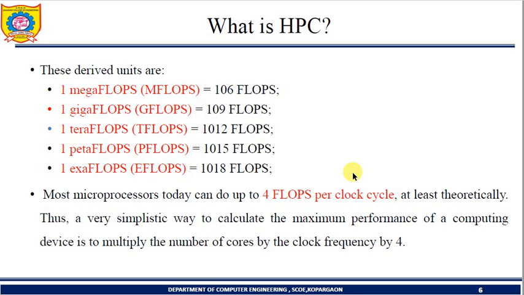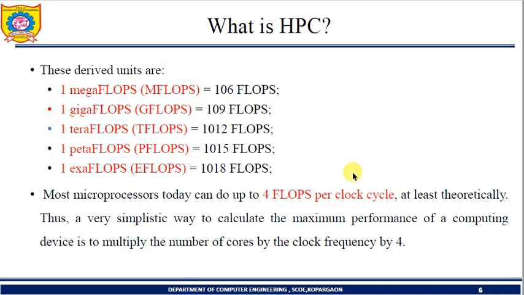Then let's see the different units which are derived from the basic unit, that is flops. First, one megaflops is equal to 10^6 floating point operations per second. Then 1 gigaflops is 10^9 flops. Then 1 teraflop, that is 1 T-flop, is 10^12 flops. Then 1 petaflop is equal to 10^15 flops, and 1 exaflop is equal to 10^18 flops. So these are the different units which are derived from basic flops.